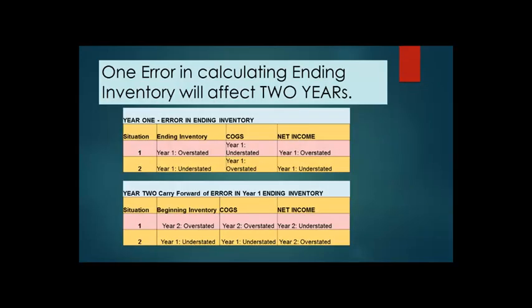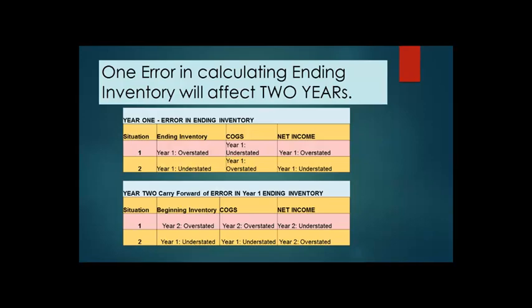Let's take a look. Situation 1. Year 1, inventory was overstated. Maybe you counted consignment goods that you shouldn't. This will roll through and make cost of goods sold understated. Because remember how we calculate cost of goods sold: inventory plus purchases minus ending inventory equals cost of goods sold. So that error will roll through to cost of goods sold. If cost of goods sold is understated, net income will be overstated. That's year one.